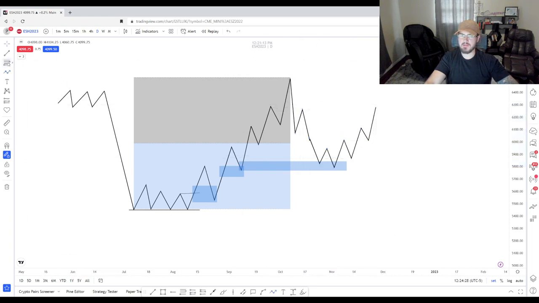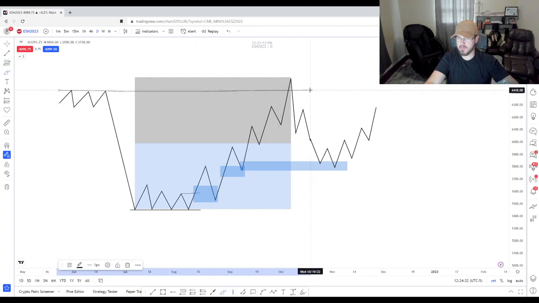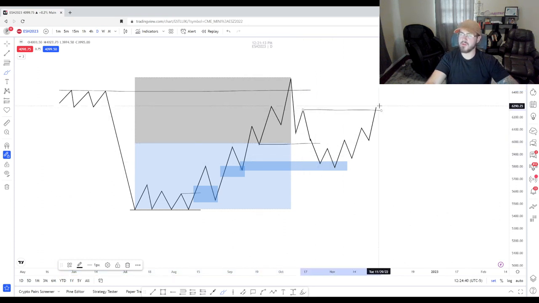Because remember, price is always moving from one area of liquidity to the next. So let's say we come up here, we hit some buy stops. We come down, you take out sell side, right? Then you're going to go towards buy side. So you might come up and take out this high. And this is where you get these really complex ranges. And that's why you need to understand liquidity.